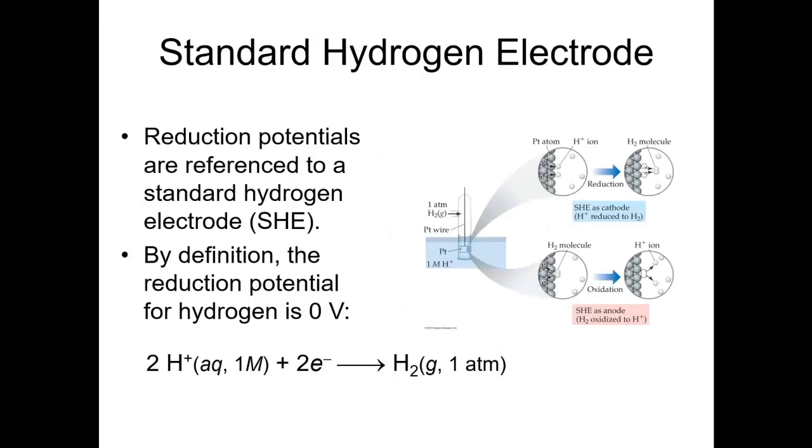Now, where do these numbers come from? How do we get these cell potentials for half reactions? Because a half reaction cannot occur on its own, right? You can't just have reduction without oxidation, and you can't have oxidation without reduction. Well, to do this, we use what's called a standard hydrogen electrode.